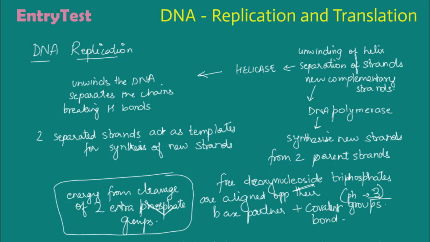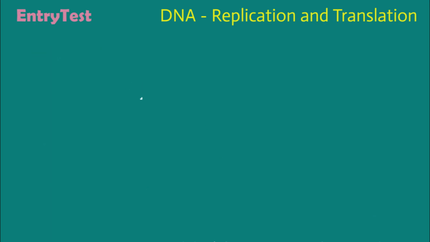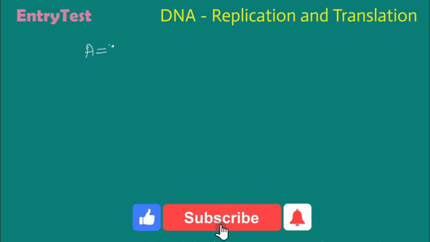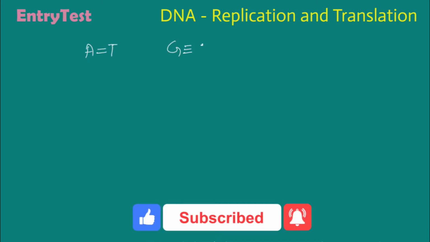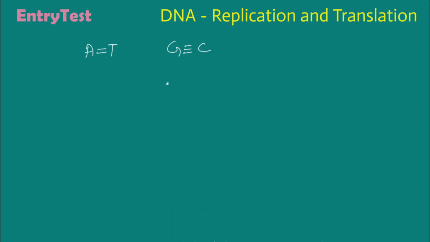And now you need to know what is the significance of complementary base pairing in conserving the base sequence of DNA. Now you know each of the nitrogenous bases can pair only with its complementary partner. That means A with T and G with C. So when DNA is replicated by the combined action of helicase and DNA polymerase, what happens? The new strands will be identical to the parental strands or the template strands.